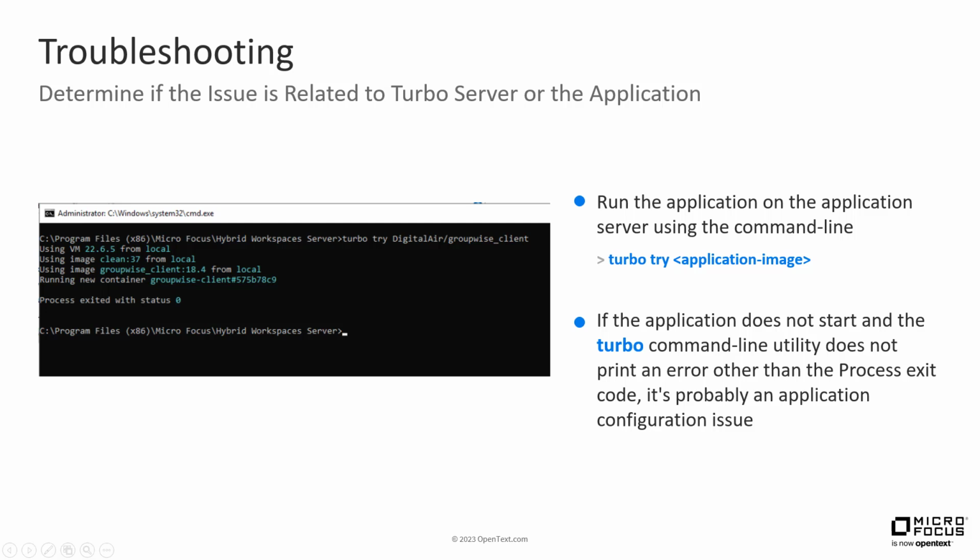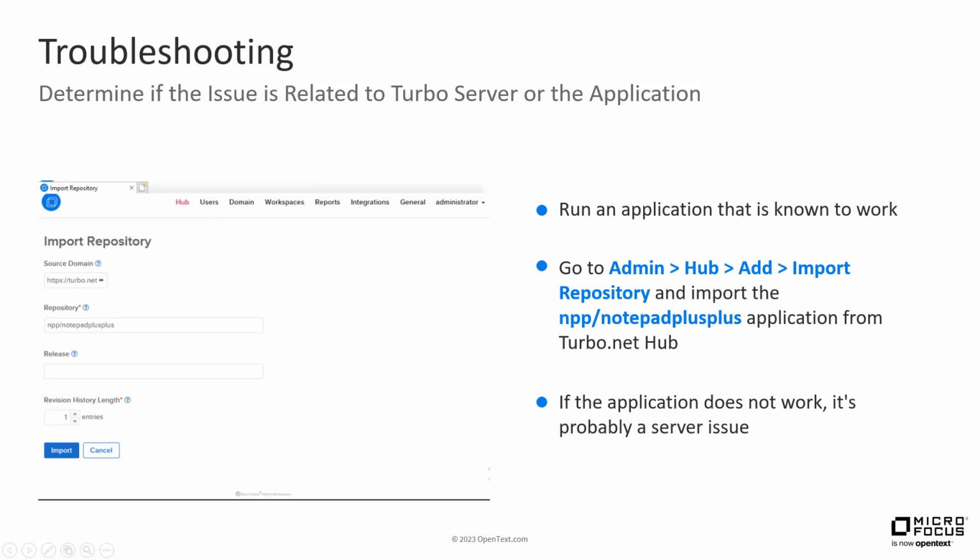If it's an application or application configuration issue, you'd have to proceed with gathering VM logs and troubleshooting the application itself. We've previously covered this under the Turbo Debugger training session. You can also run an application that is known to work. For example, you can go to the admin portal and import the Notepad++ application from TurboNet Hub, and then run that from the portal. If this application does not work, it is probably a server issue somewhere.